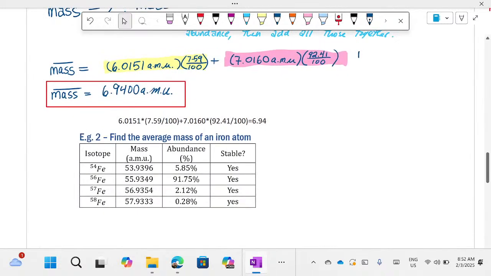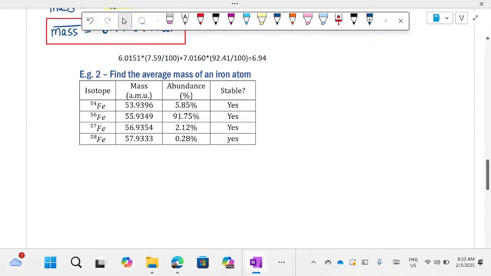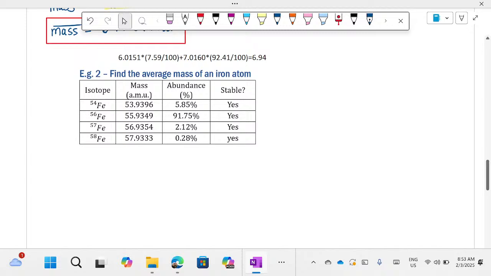All right, I want you guys to try the next one. Iron. By the way, let's look at the periodic table. Where's iron? Can you check your answer when you're done? But how many isotopes do we have to deal with here? 54. But how many isotopes? 4.